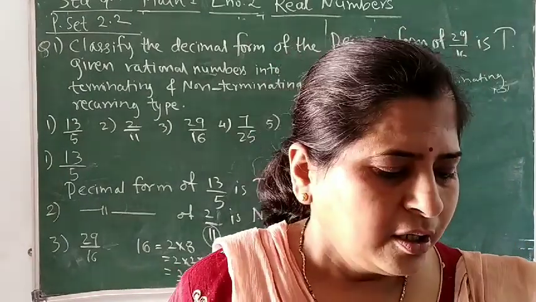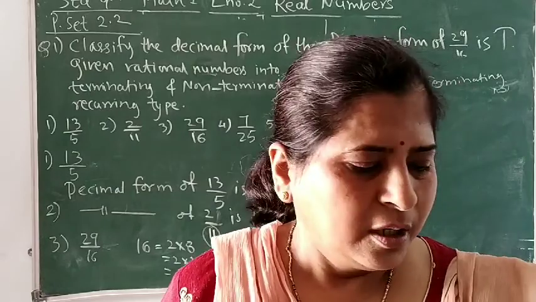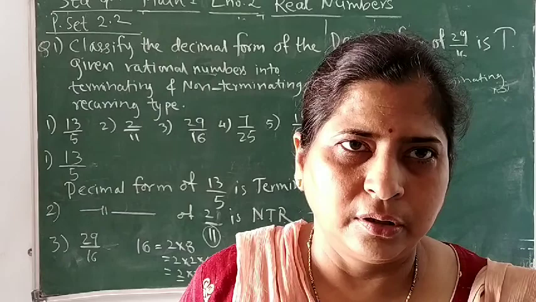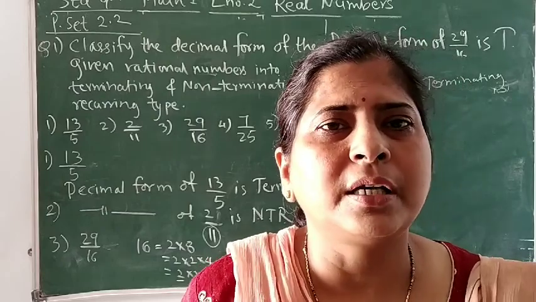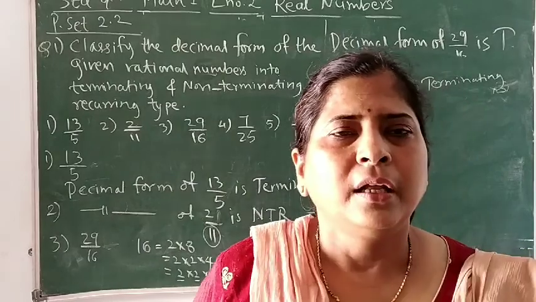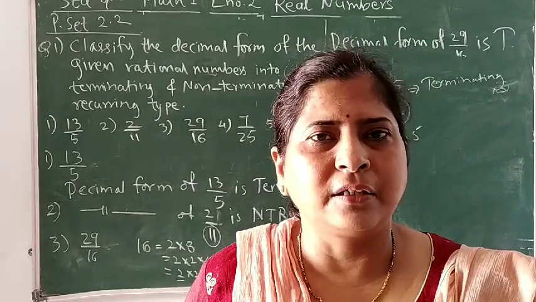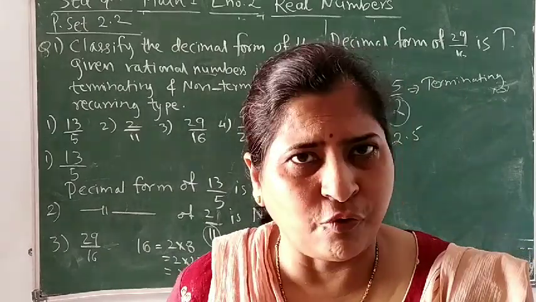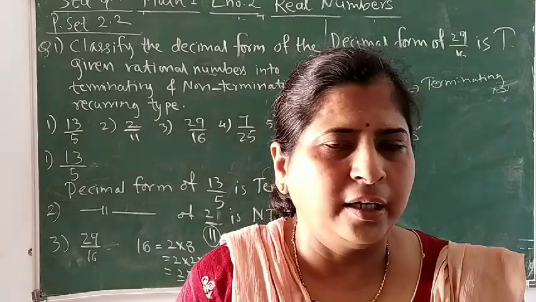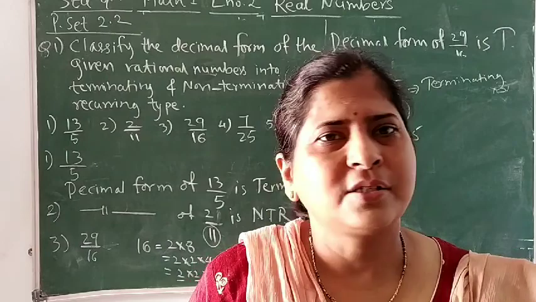Okay. So today we will stop here. We have learned how to find, for a given rational number, whether its decimal form is terminating or non-terminating. For that we have to find the factors of the denominator in the reduced form of the rational number. If they are 2 and 5, it is terminating, otherwise non-terminating.